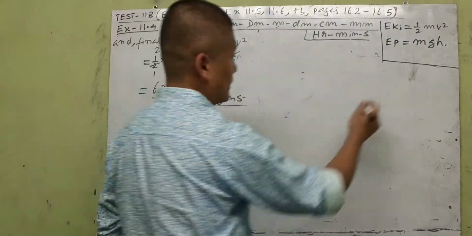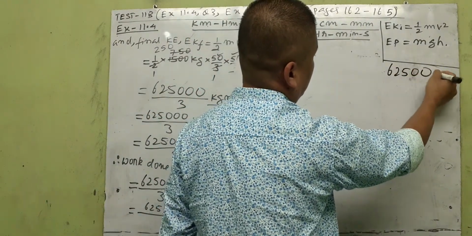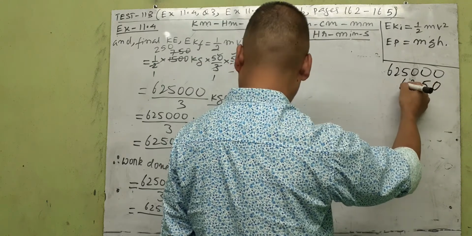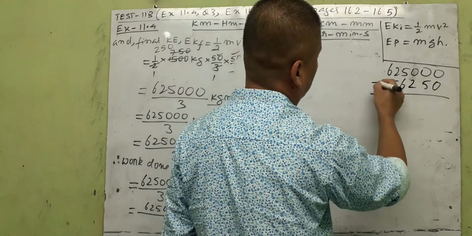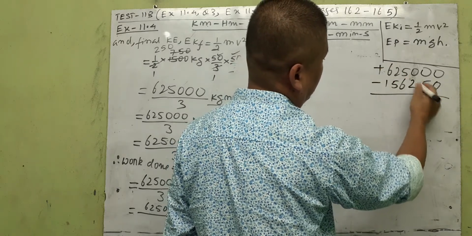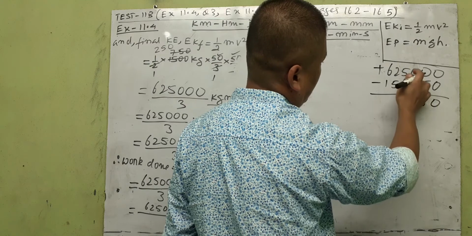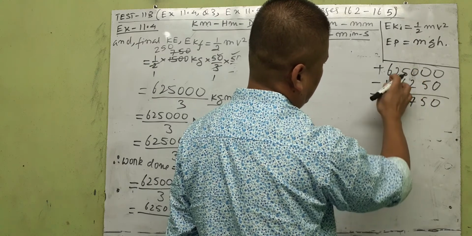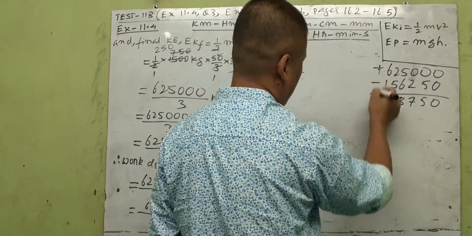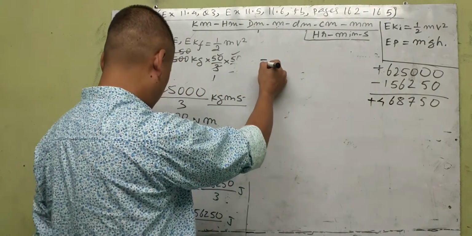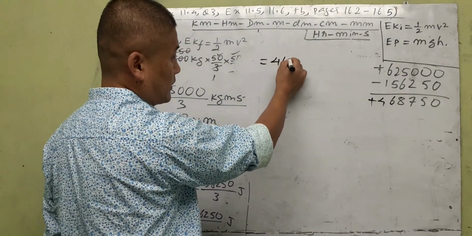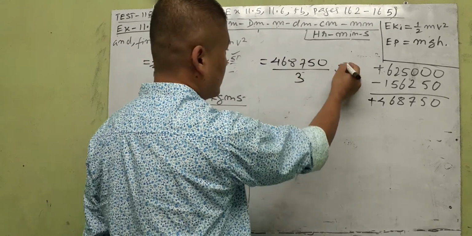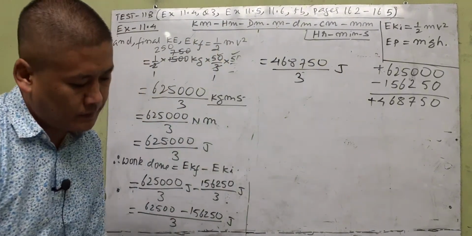So let us do that. 625000 and 156250. As we subtract, minus and plus, so it's 0, 10 minus 5, 5, 9 minus 2, 7, 14 minus 6, 8, and then here 1 gone, so 11 minus 5, 6, and 5 minus 1, 4. So the answer will be, work need to be done is 468750 divided by 3 joules, right? So I think this is cancelable.